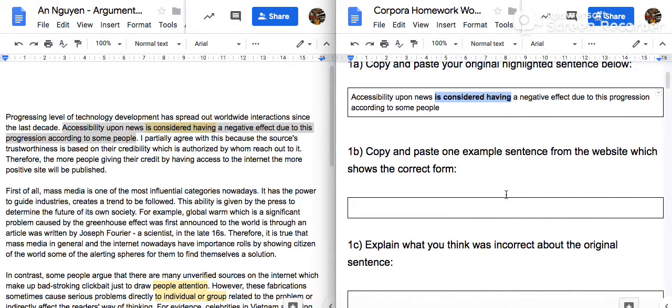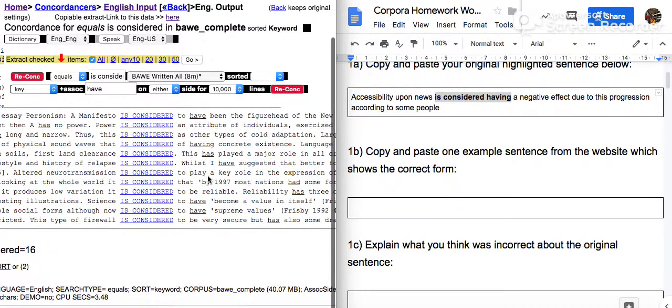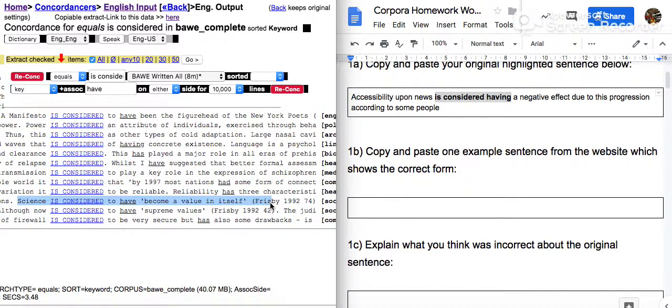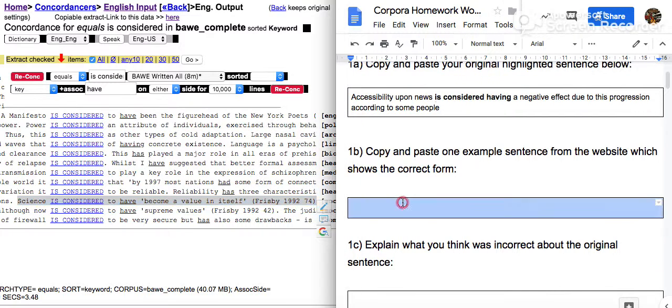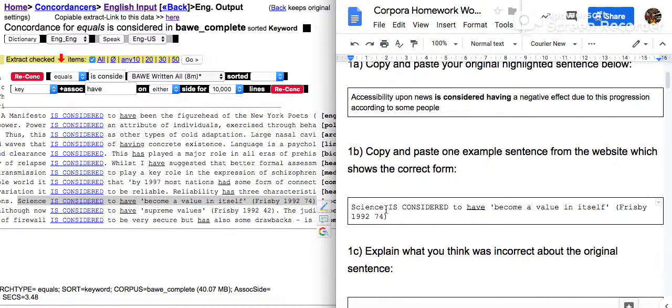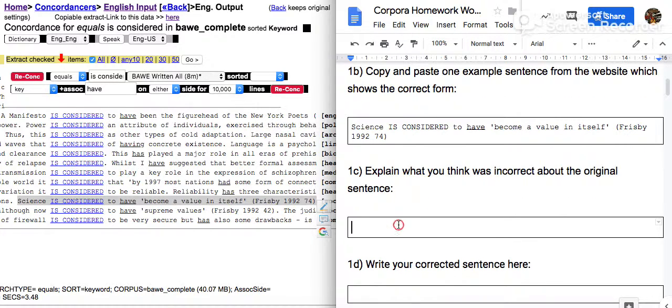Okay, the next step: copy and paste one example sentence from the website which shows the correct form. So we go back to the website. Let's take one that is relevant. So "science is considered to have become". This one is good because we've got subject is considered to have, right. We can take all of that and put it in here. Excellent.